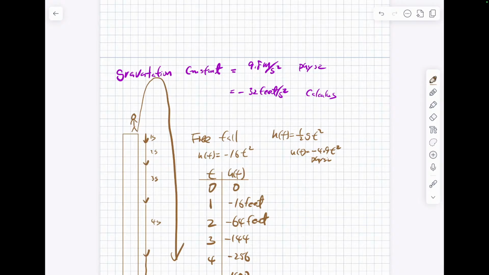Is that okay? So when it goes up, it's going to be positive, but no longer can any force act on the ball except the gravitational constant. So you have a positive initial velocity going up. At this point, when the ball is going up, you have a positive initial velocity.